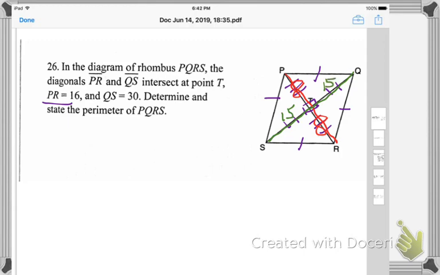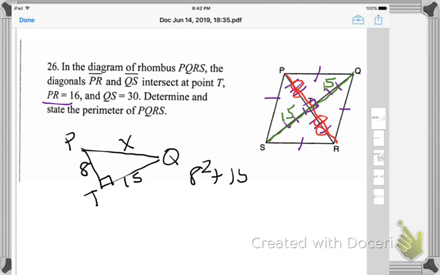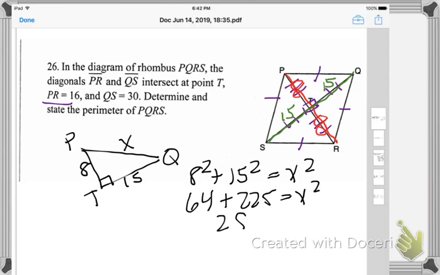So if you pull out one of the triangles, so I'm just going to pull out the top one, it looks like this. Right, this is P, and this is Q, and it intersects at T, and here's the right angle. So we know that this is 8, and this is 15, and we're going to find this side. So you can use the Pythagorean theorem. Take the square root of both sides, and x equals 17.